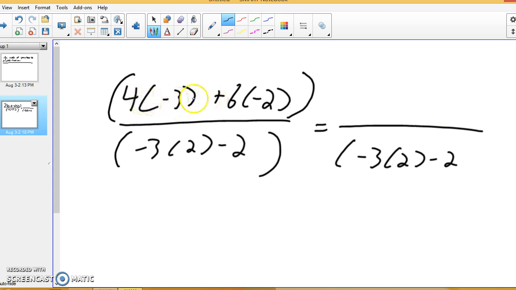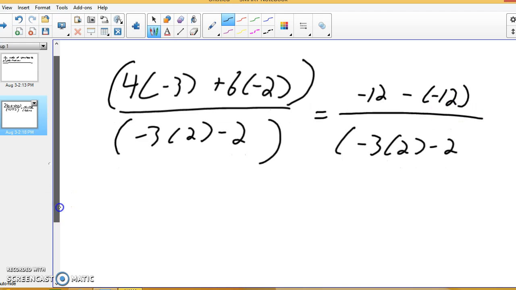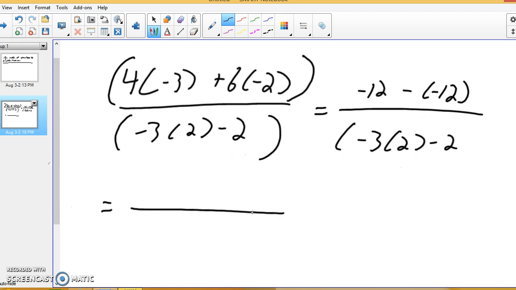Now the top, okay, so we have a multiplication, some addition, some more multiplication. I'm going to do all the multiplication at once. So 4 multiplied by negative 3, that's a negative 12, plus 6 multiplied by negative 2, that is a negative 12. Now I'm going to continue doing the top, so we just leave the bottom as is.